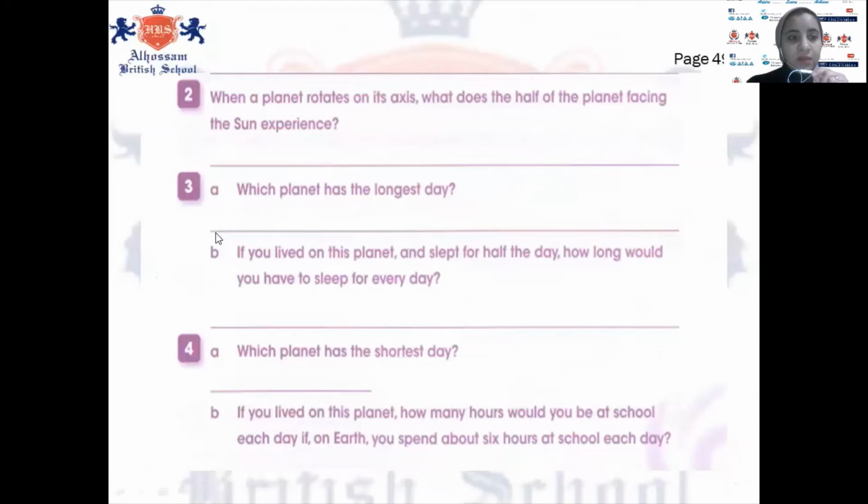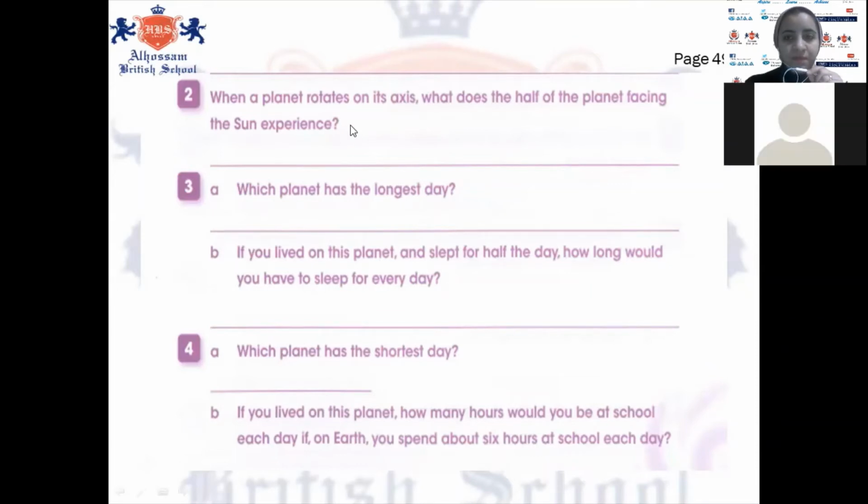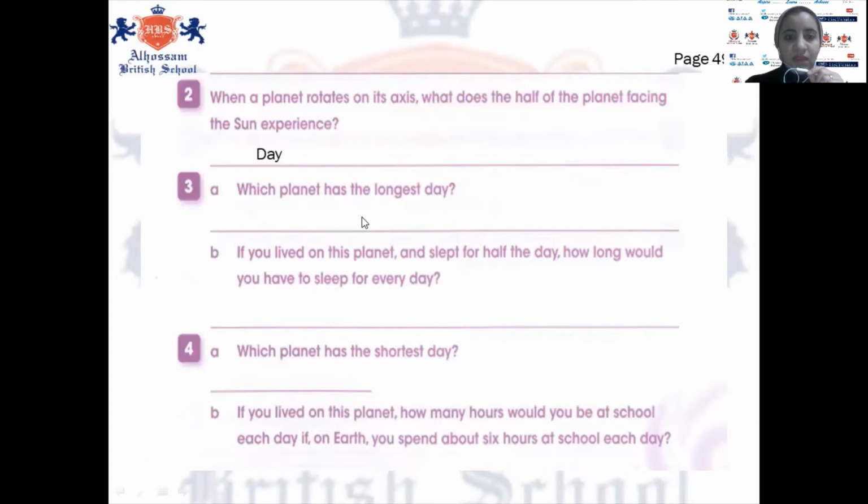Yes, Adam. When a planet rotates on its axis, what does the half of the planet facing the sun experience? Heat and sunlight. Excellent. It will be the day. Thank you, Adam. Which planet has the longest day? Look at the table.